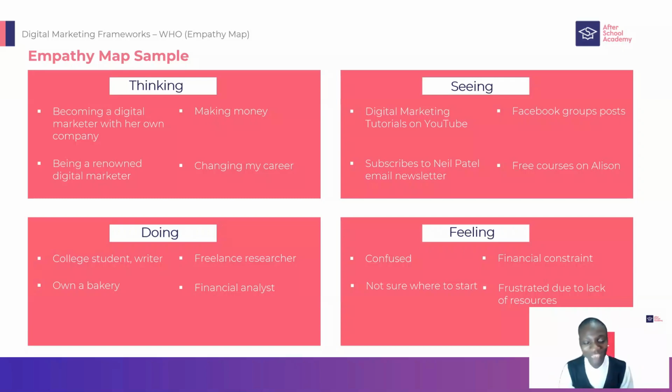All right. So I summarized everything all the people that filled the surveys have given, and I'm giving that summary of the survey to a fictional character, a fictional identity. We will learn more about that as we progress. Okay? So become a digital marketer with our own company. She is thinking about making money. She's thinking about becoming a renowned digital marketer, and she's thinking about changing her career.